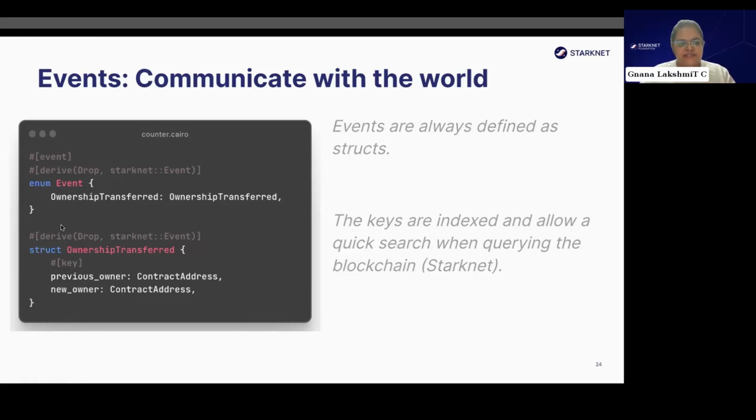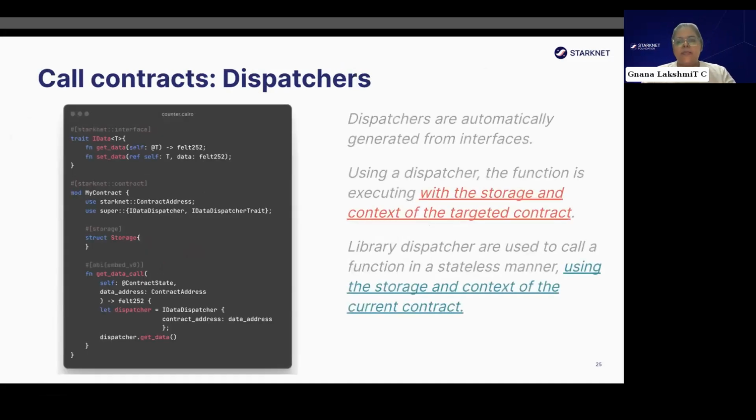So you have to remember that an event requires two things. An enum called event, within which you will declare the different events that you want to have. And each of these events are actually defined as structs, within which you will write the parameters that you want to emit. I think this is probably around my last slide before we go to hands-on.